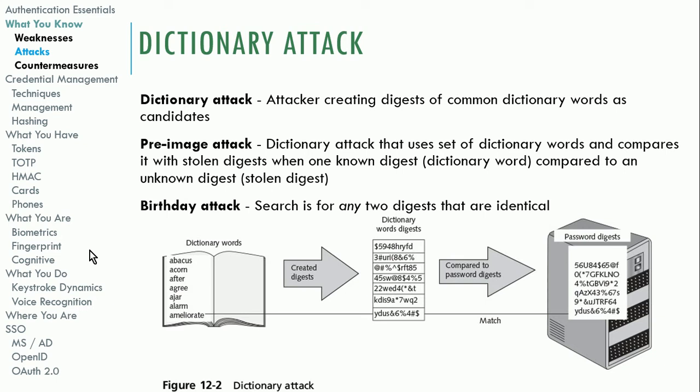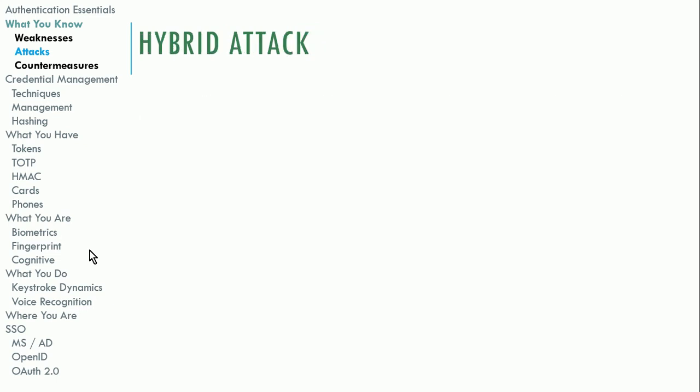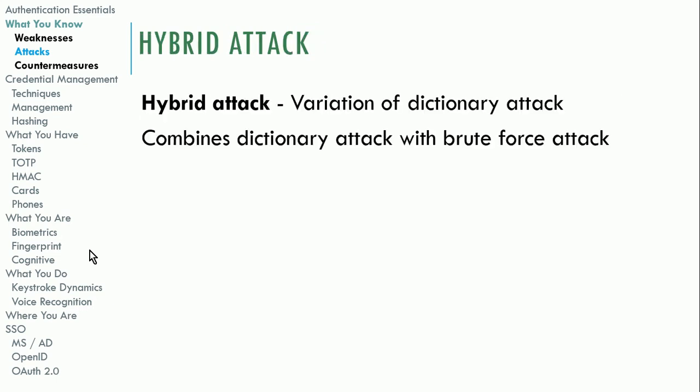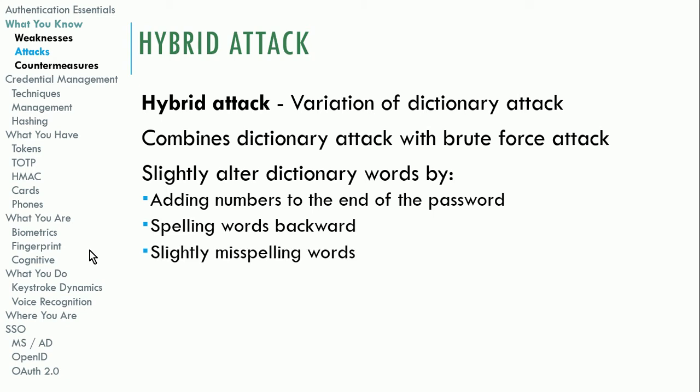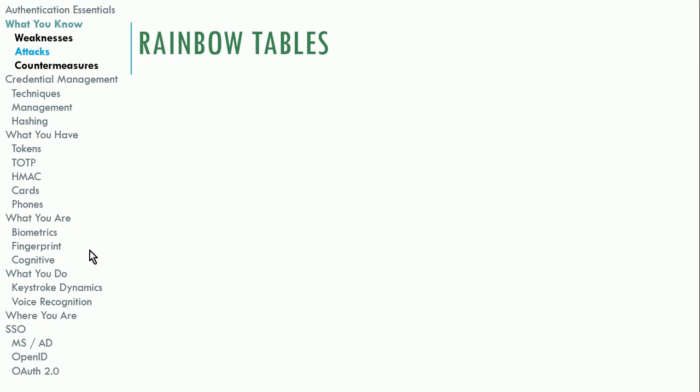So with a dictionary attack, we basically take a dictionary of characters that we think might be the passwords on a particular system. We calculate all of the hashes, and then we compare that to the hashes that we stole from whatever system we're trying to gain access to. A hybrid attack is a variation of the dictionary attack. It combines the dictionary attack with the brute force attack. So we alter the dictionary by adding numbers to the end of the password, spelling words backwards, slightly misspelled words, including all the special characters. So all of the other ways that people try to make their passwords more complex.